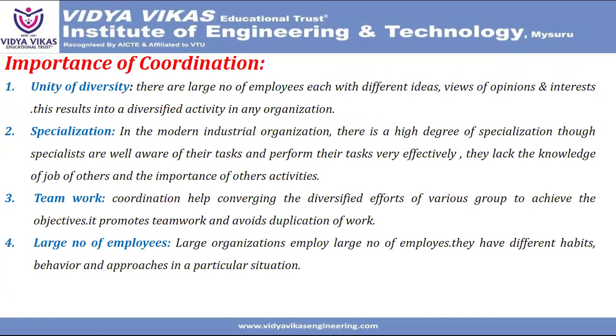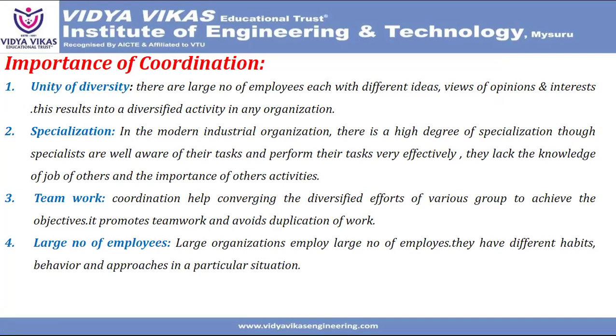Specialization: in the modern industrial organization, there is a high degree of specialization. Specialists are well aware of their tasks and perform them very effectively, but they lack knowledge of the jobs of others and the importance of other activities. They only concentrate on their own tasks, not on other tasks. Teamwork: coordination helps converge the diversified efforts of various groups to achieve the objectives. It promotes teamwork and avoids duplication of work.